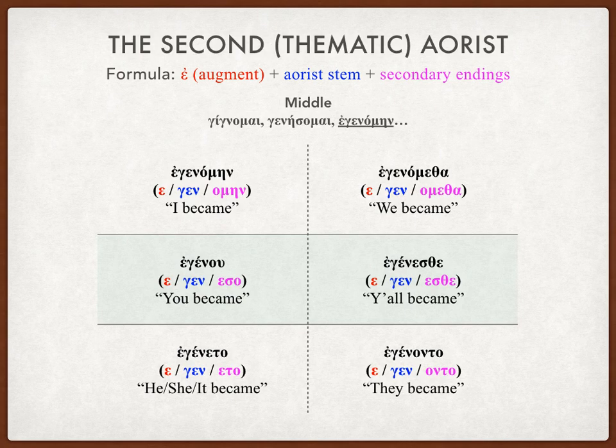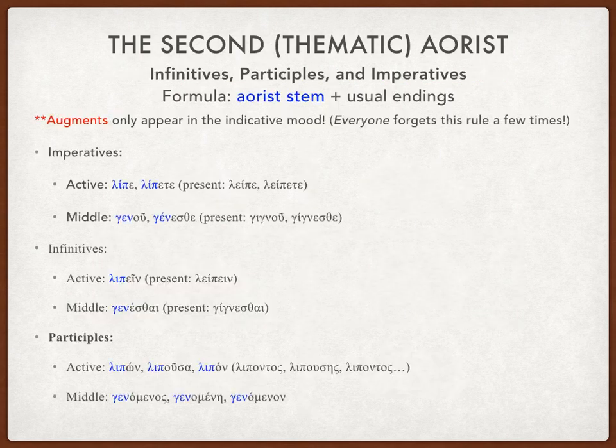And then finally, for "they," third person plural, start with my augment, my aorist stem gen, and my secondary ending for "they," which is onta. Again, onta means "they became" in the past. And these two slides, this one and the previous one, are how I form any second aorist once I know the first form from the third principal part.